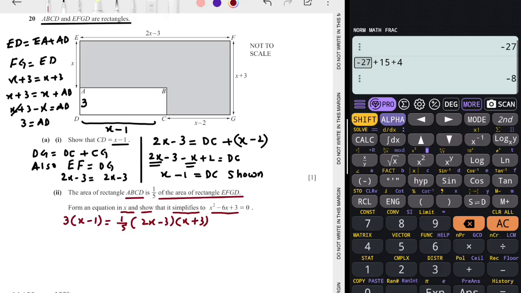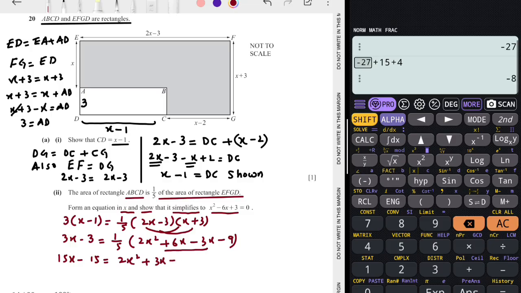So we are going to expand it. 3x minus 3 is equal to 1 over 5. We'll multiply: 2x square plus 6x minus 3x minus 9. So we'll shift 5 to the other side. It will be 15x minus 15 is equal to 2x square plus 3x minus 9.